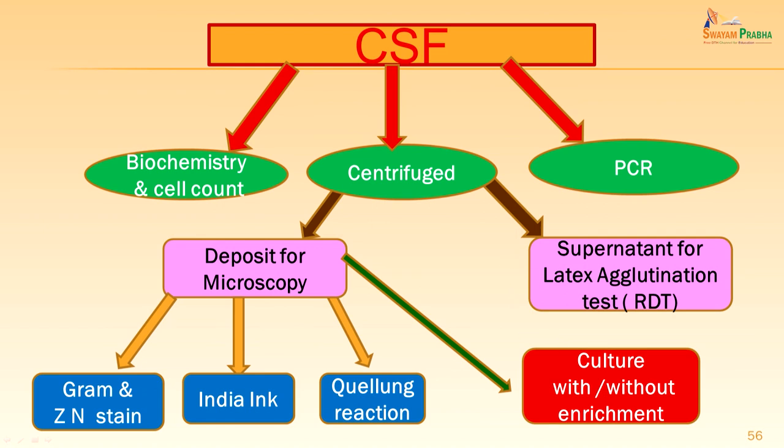It can be plated as such, and if there is no growth, the remaining part can be used for enrichment. However, if the sample is in very small quantity and you cannot collect it in three containers, we would recommend that you take the first part for biochemistry and cell count, and to the remaining part add brain heart infusion broth, which can be used for enrichment, and then microscopy and culture and PCR can be done on this.